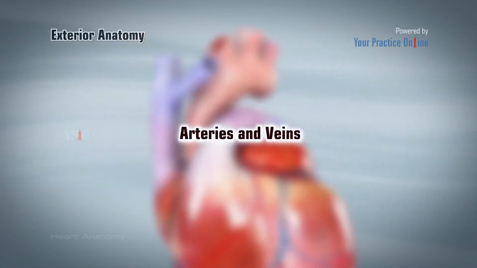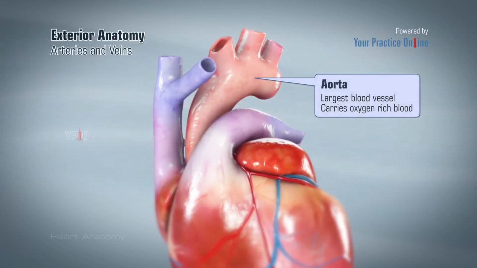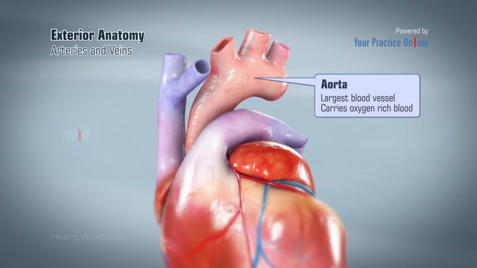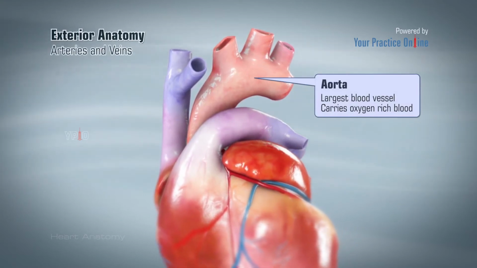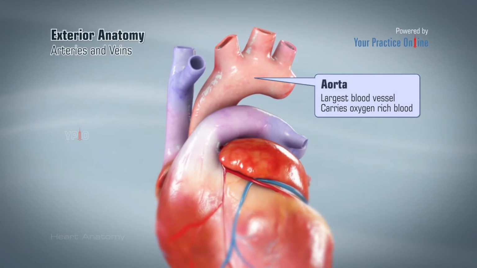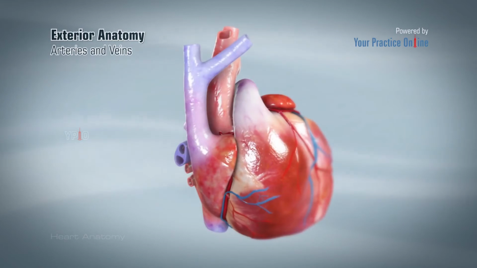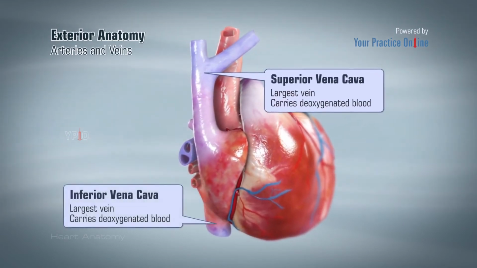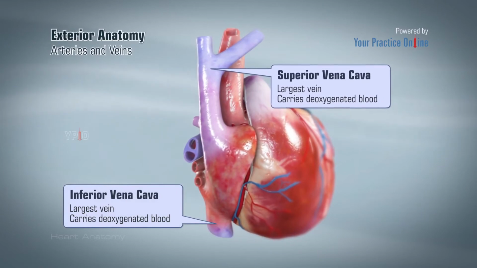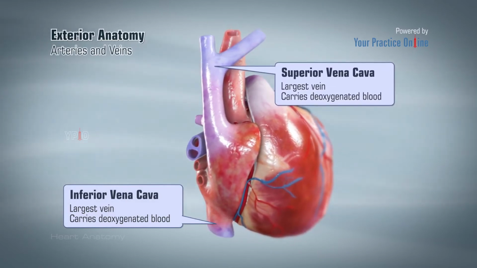Arteries and veins. Aorta. The aorta is the largest blood vessel in the body. It carries oxygen-rich blood from the left ventricle to the various parts of the body. Vena cava. The superior vena cava and inferior vena cava are the 2 largest veins in the body. The superior vena cava returns deoxygenated blood to the right atrium from the upper part of the body. The inferior vena cava brings deoxygenated blood from the lower part of the body to the right atrium of the heart.